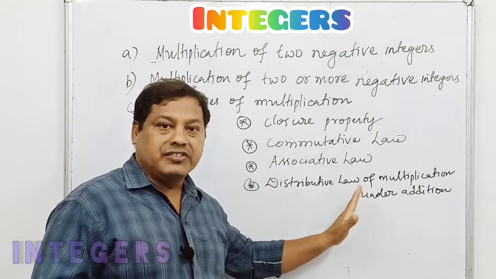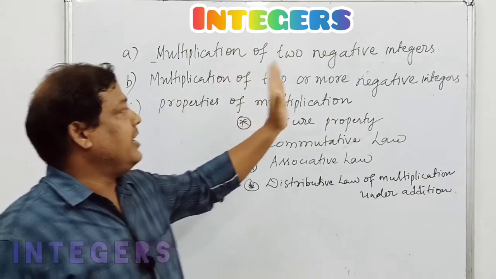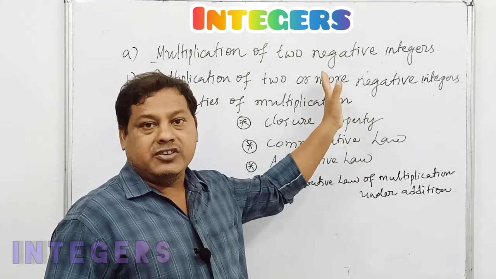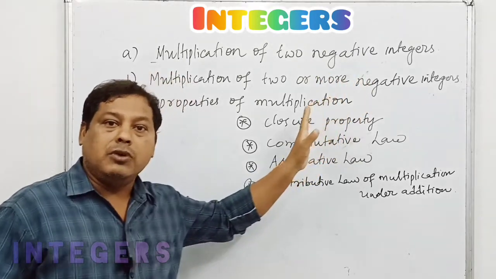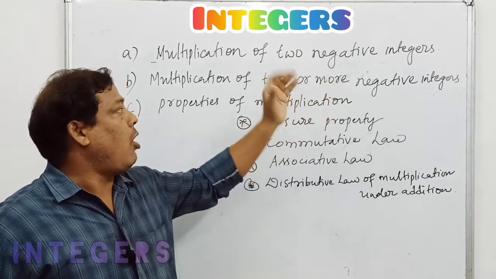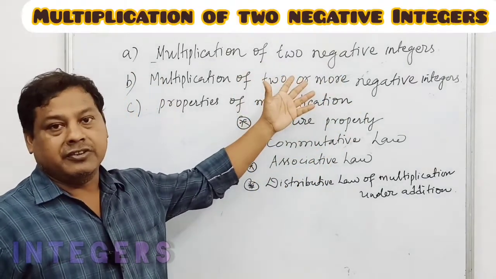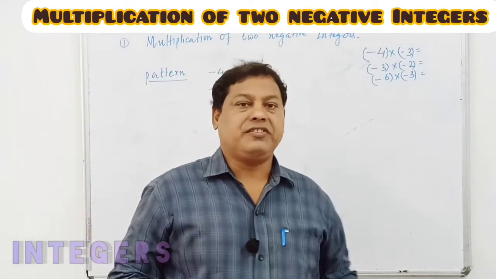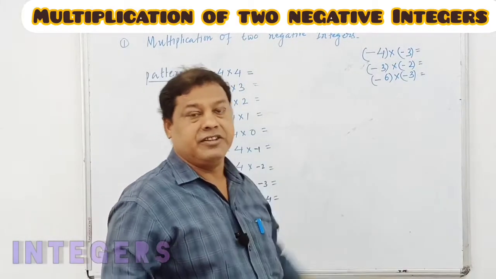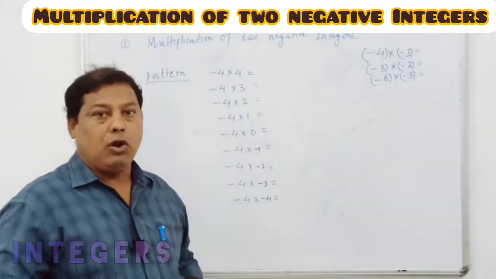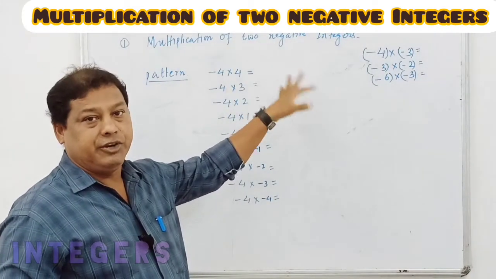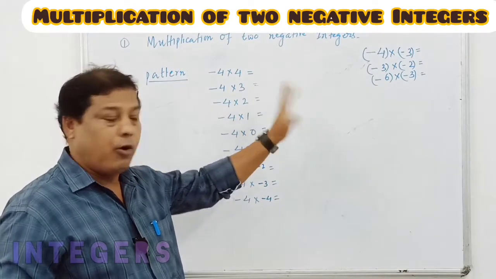First of all, we will see the multiplication of two negative integers. In the previous class, we learned the multiplication of a positive integer and a negative integer, and also a negative integer and a positive integer. Now we will see how to multiply two negative integers. In the previous section you already learned multiplication of positive and negative integers.